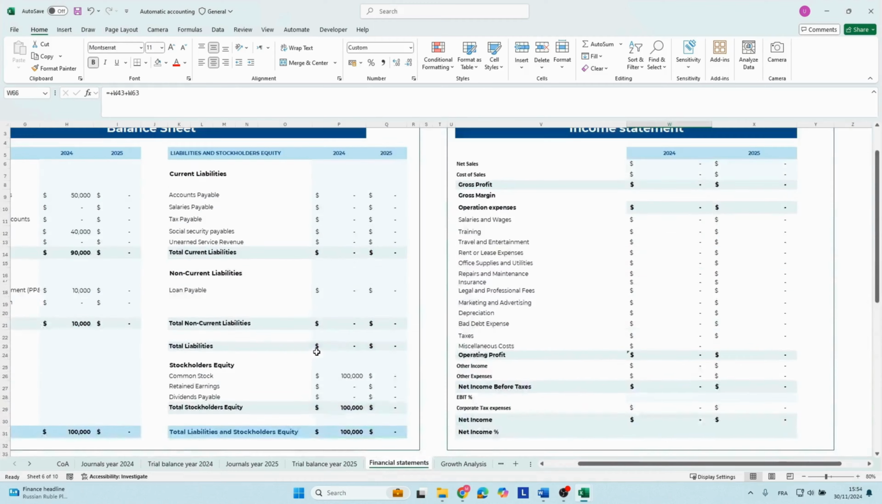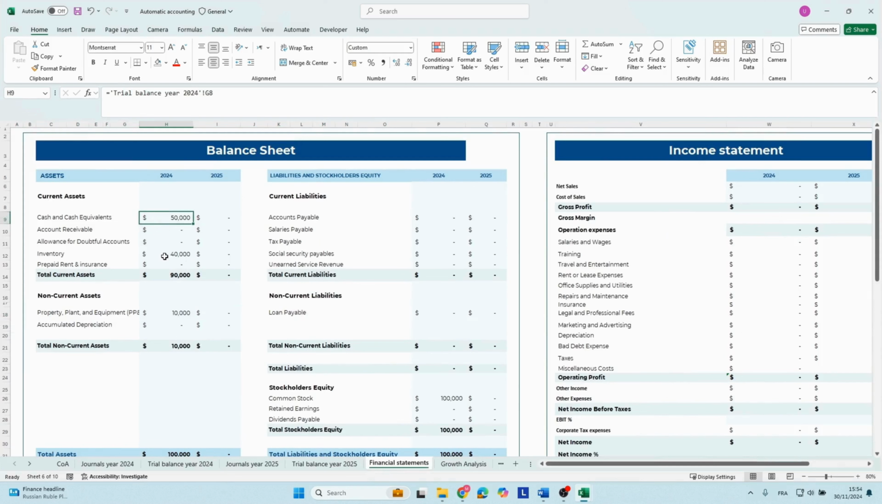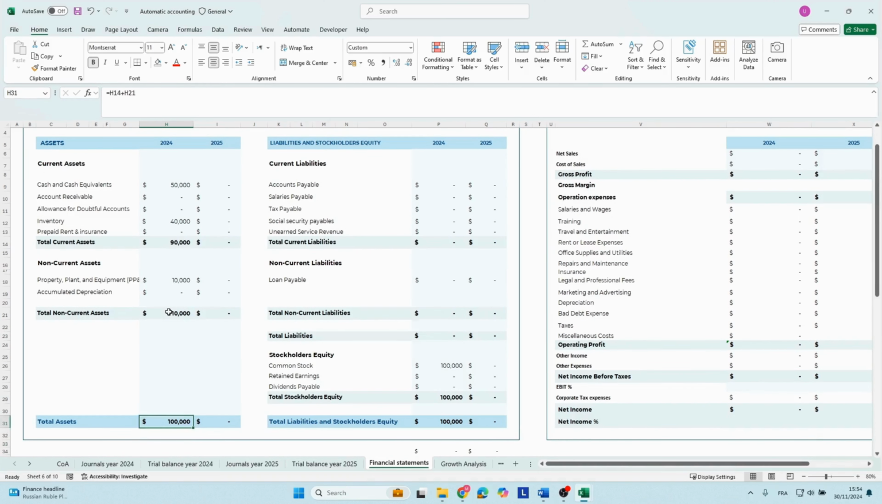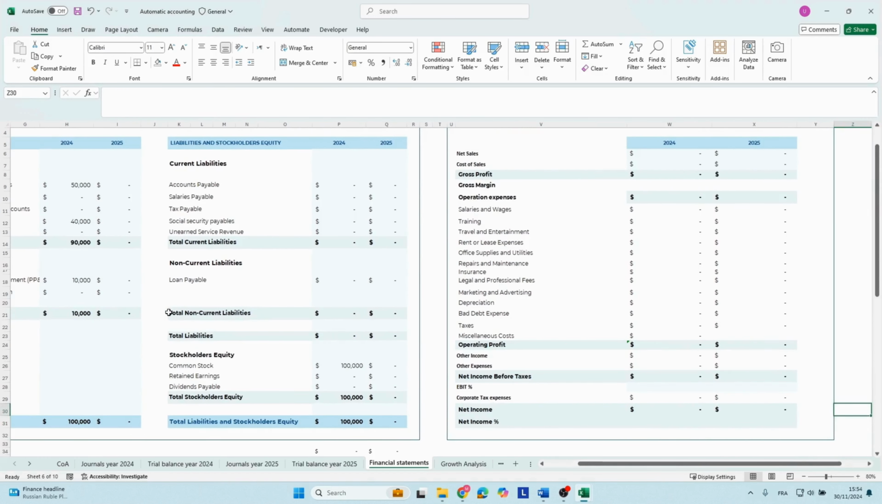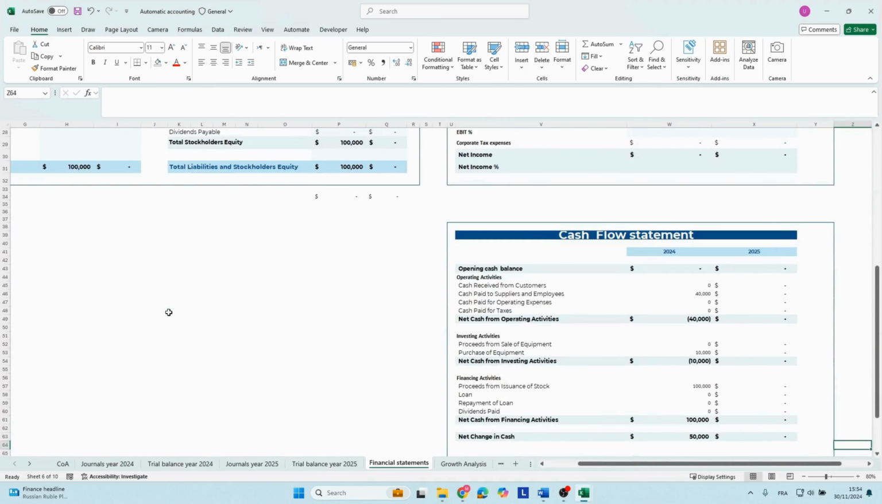If we go to the financial balance sheet, you see that cash and cash equivalents become 50,000. Our inventory is 40,000 and our fixed asset is 10,000. So the total assets remain 100,000. Our liabilities and equity remain the same. For the income statement, there is no movement so far. There is no revenue or cost generated so far.